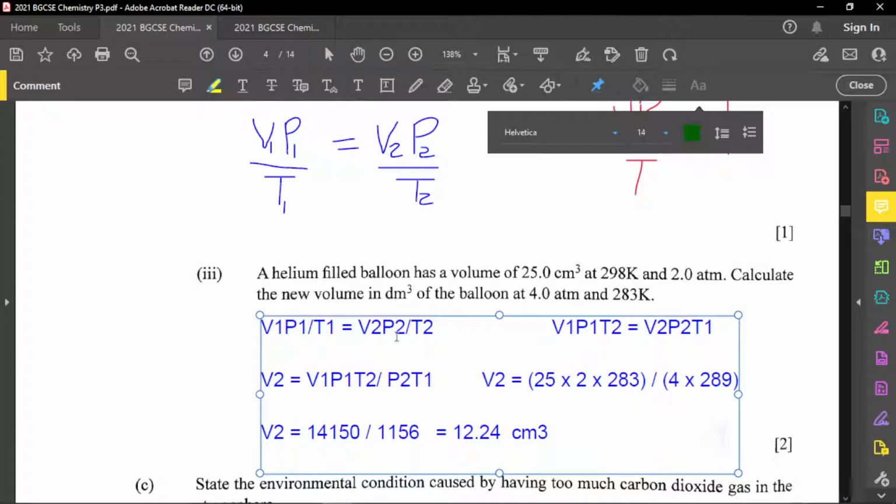And so what we're going to do is cross multiply the equation to end up with V1 P1 times T2 equal to V2 P2 times T1. And then you're going to make V2 the subject of the formula. And so therefore V2 is equal to V1 times P1 times T2 all divided by P2 times T1. And hence you get V2 equals 25 multiplied by 2 multiplied by 283 divided by 4 times 289. And as a result, we get 12.24 dm³.